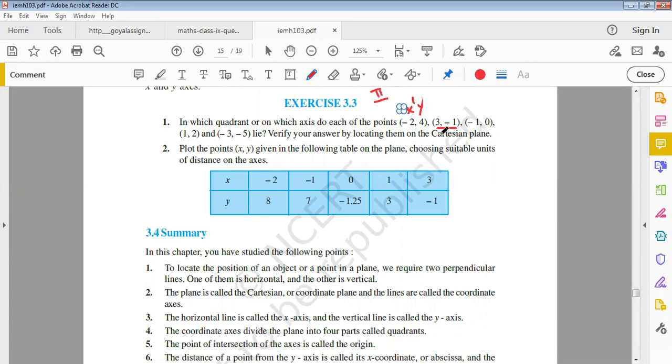(3, -1): the X value is positive, then -1, you are coming down, so you are located in the fourth quadrant. And (-1, 0): the Y value is 0, so you are lying on the X axis, on the left side, which you can also write as OX dash. And (1, 2): both are positive, so it is the first quadrant. (-3, -5): both are negative, so you are in the third quadrant.